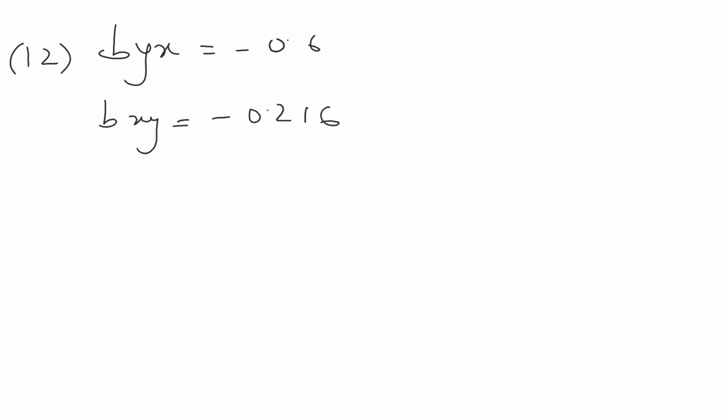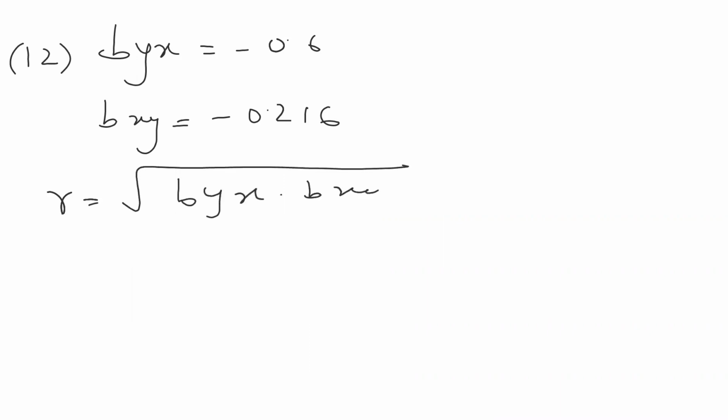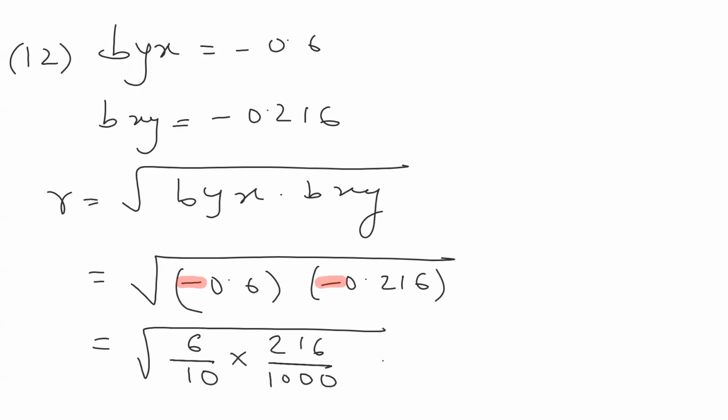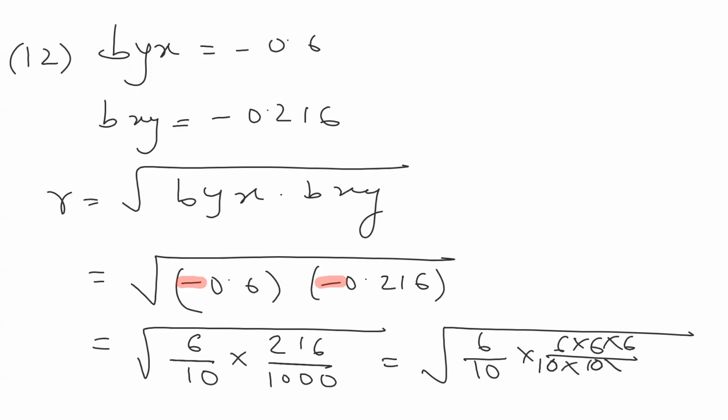Then the 12th problem, in the same miscellaneous exercise, the problem before the activities. byx is equal to minus 0.6 and bxy is equal to minus 0.216. We are supposed to find out r. r is equal to root of byx into bxy, minus 0.6 into minus 0.216. So minus into minus will become plus. This can be written as 6 upon 10, and the other thing can be written as 216 upon 1000. And 216 we know, guys. What is 216? 6 into 6 into 6. 1000 is 10 into 10 into 10.